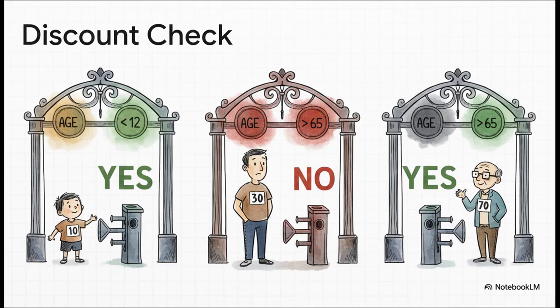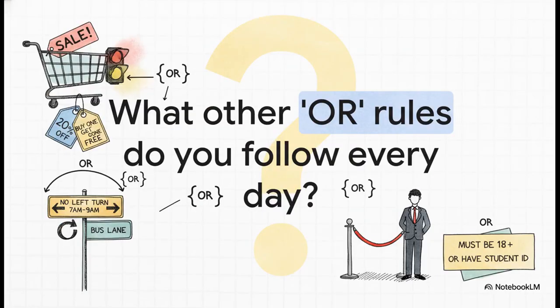But what if you're 70? You fail the first check, sure, but you pass the second one. And since it's an OR rule, passing one is all you need. You get the discount. So really, the big takeaway here is that this isn't just some random algebra problem. It's a fundamental way of thinking.